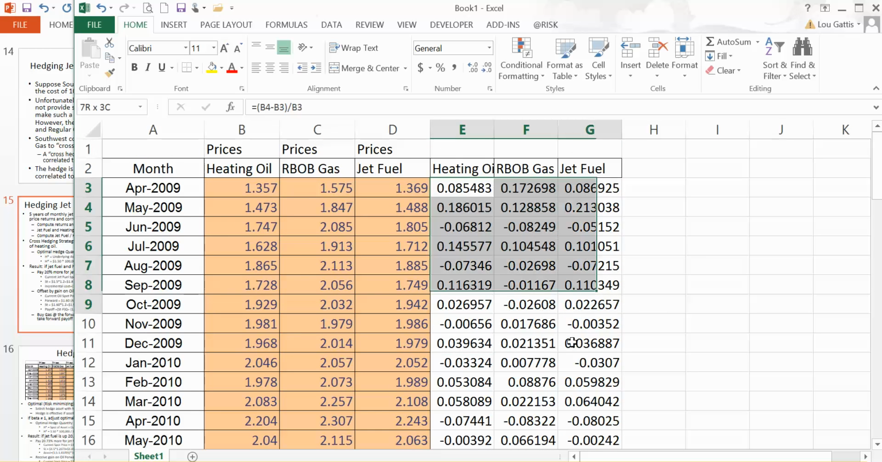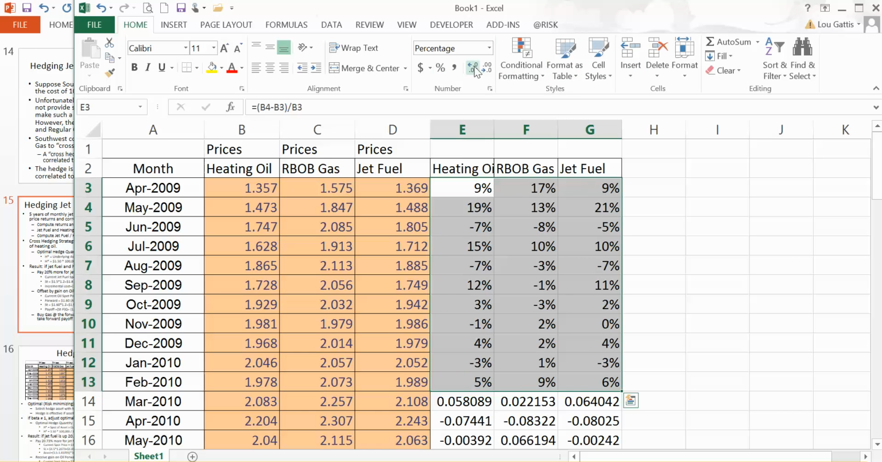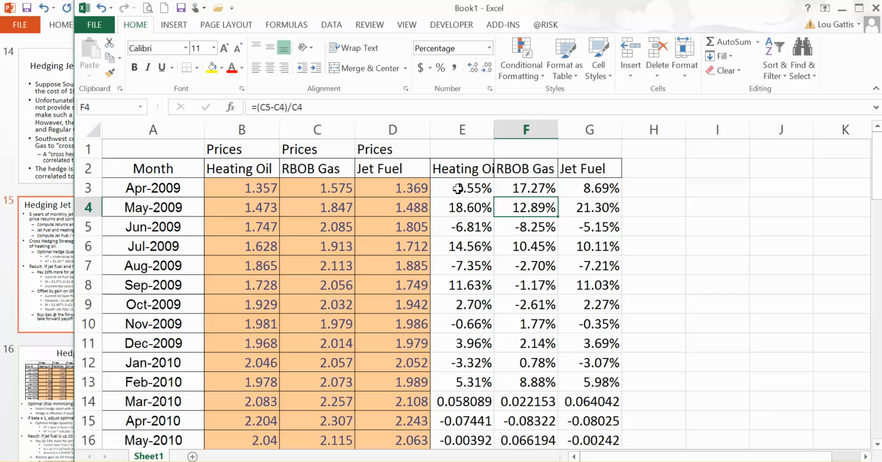And if I look at some of these prices, you'll see that heating oil, gas, and jet fuel are all up in the first month, all up in the second month, third month, they're all down, all up. Then you see some divergence. Heating oil's down, gasoline's down a little bit, jet fuel's down about the same as heating oil.